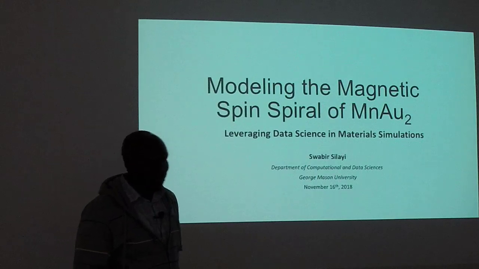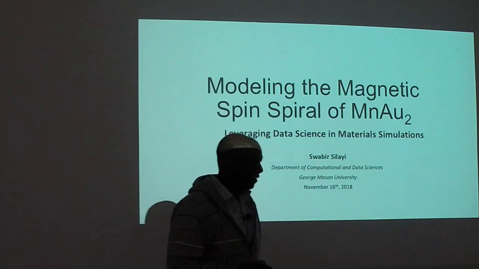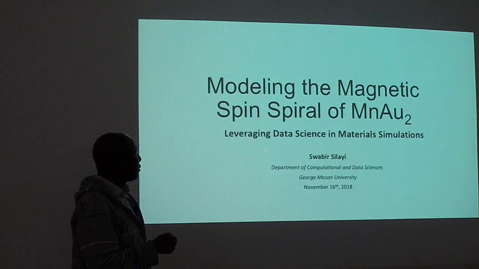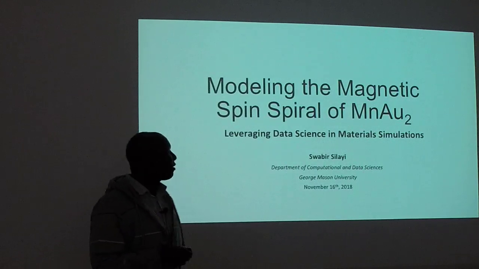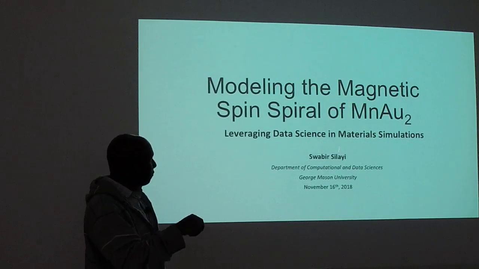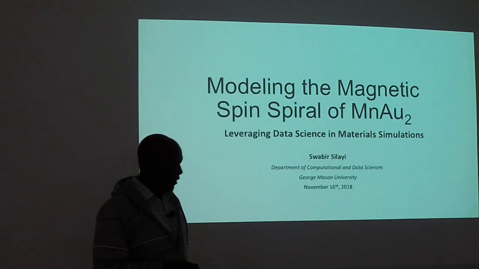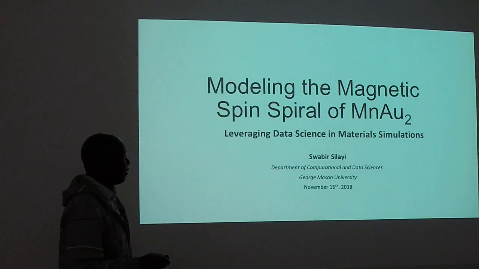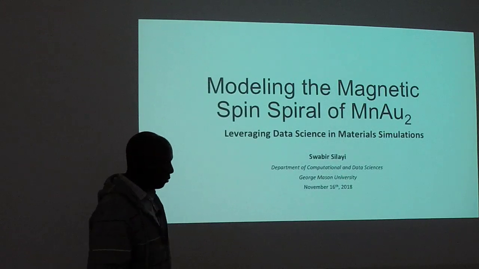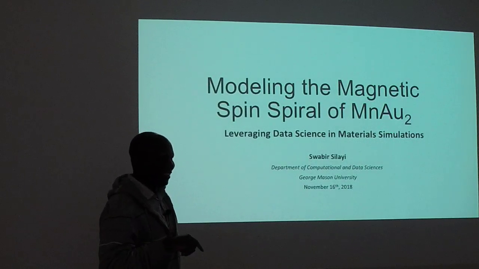It is 4 o'clock. All right. So my name is Sabi Silai. I'm over the other side, the safety department. And I'm talking about a model I'm working on building, on modeling the spin spiral of this compound, this alloy. So this is manganese gold, right? It has interesting properties that are related to its magnetism. So I'll build up on how we do it. And if you don't hear me, it's just because I have a small voice.